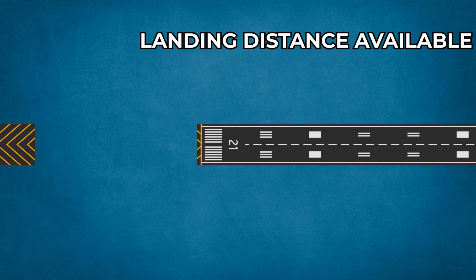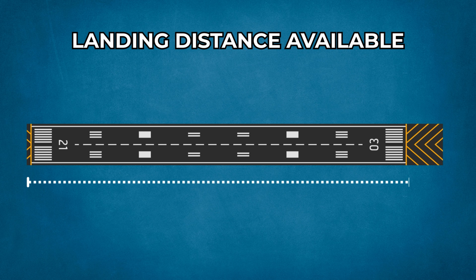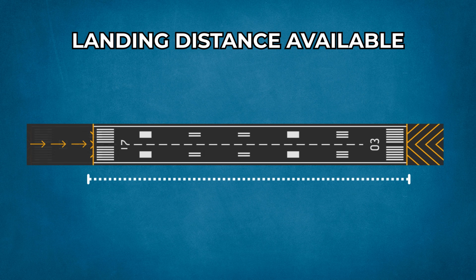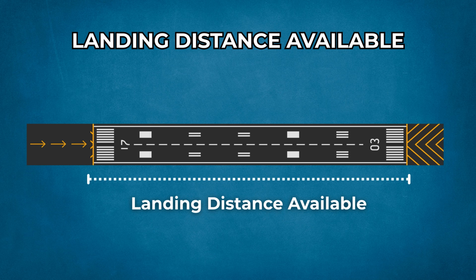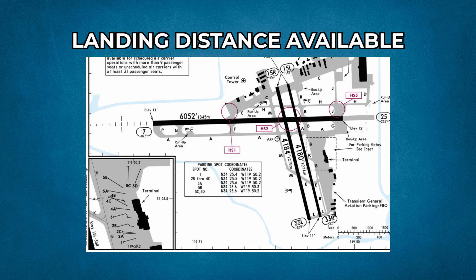Last one is the landing distance available. Landing distance available is the portion of runway length declared available and suitable for landing of an aircraft. If there is a displaced threshold, landing distance starts from the beginning of the displaced threshold. Otherwise, the beginning of the threshold is the beginning point of landing distance available. Aerodrome information, publications, and Jeppesen charts provide detailed information about runway and these distances.